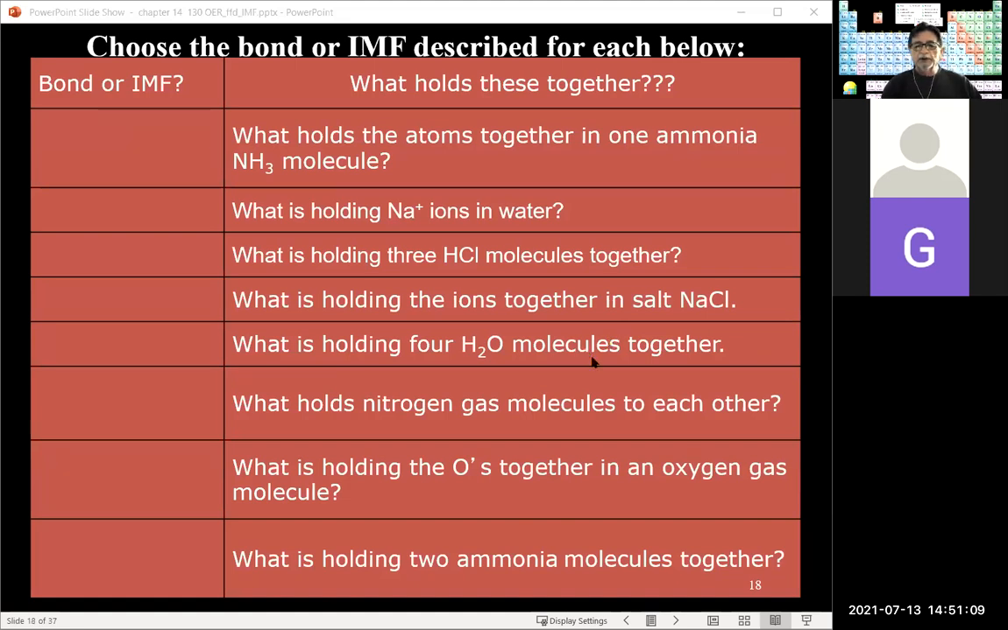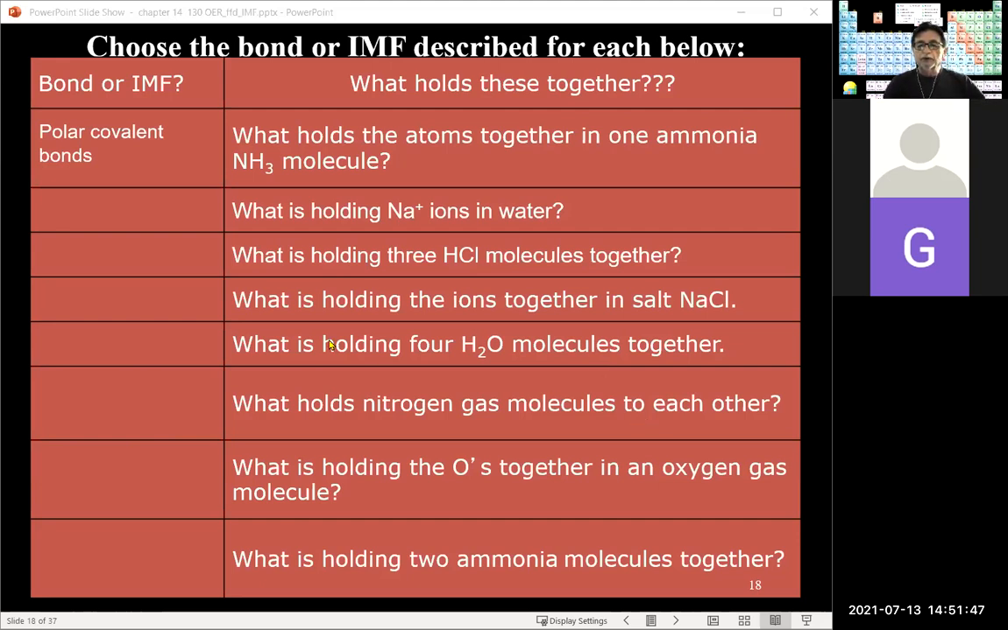All right, let's look at the table here. Now, to answer these questions, read the question carefully. Are they talking about one molecule, as I put one finger up, or are they talking about two molecules interacting with each other? Okay, so the first one says, what holds the atoms together in one ammonia molecule? Well, obviously, we're talking about the type of bond within the molecule, and what we know about that is it is a polar covalent bond for the N-H, okay?